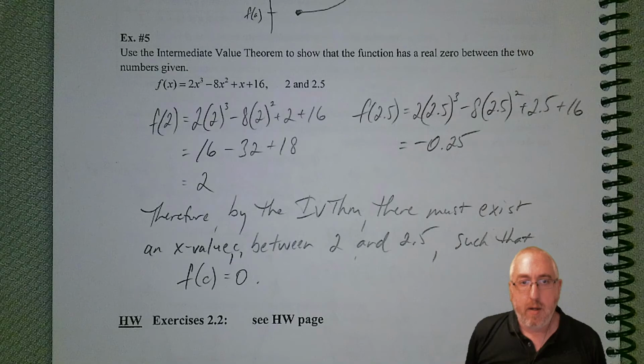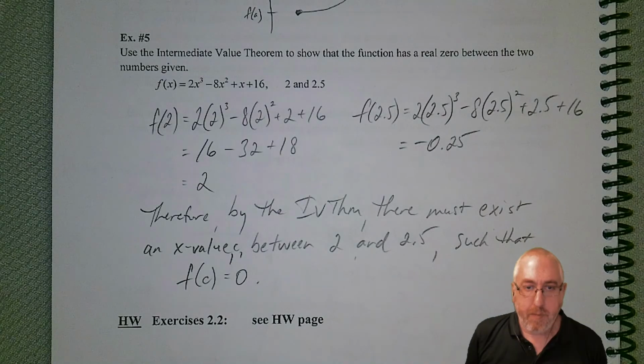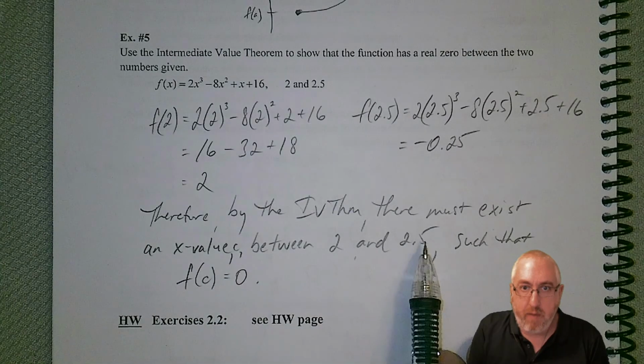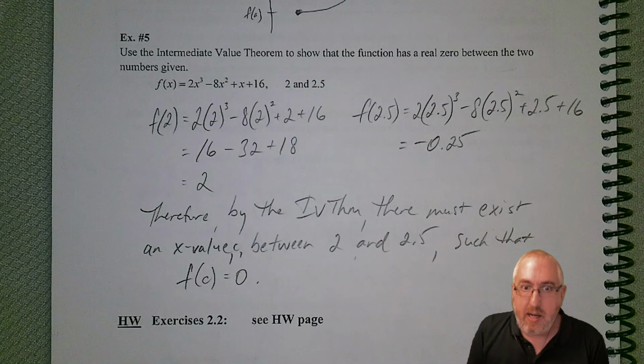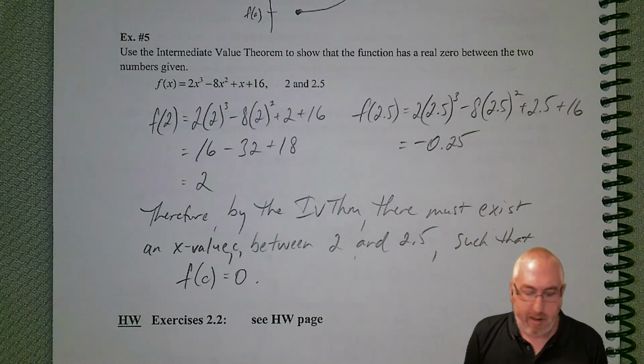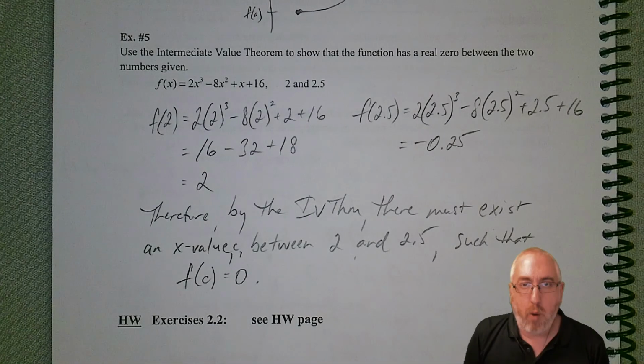So yeah, we're calling that x value c. So some x value c between 2 and 2.5 has to exist such that f of c equals 0 because it's a polynomial function. All right. Now again, you can rewrite that how you want, but that's the essence of what we're trying to say here.